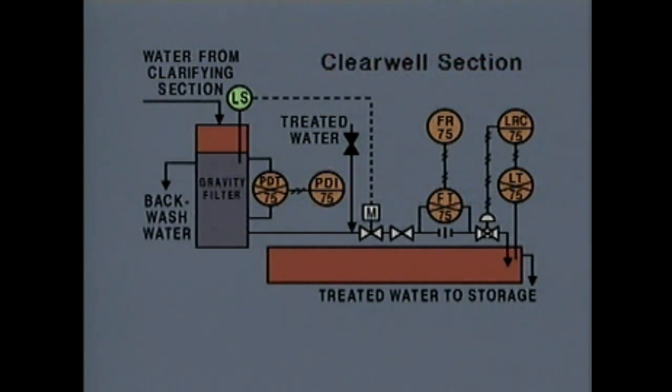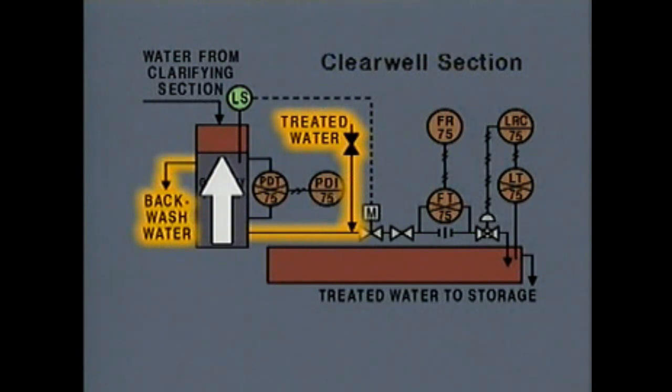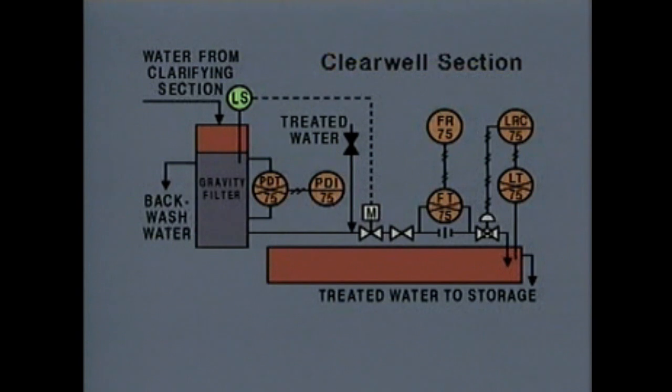When the difference in the pressures measured at the two pressure connections on the filter reaches a predetermined value, it means that the filter has become clogged by trapped materials. When this happens, the filter must be taken out of service so that it can be cleaned. To clean the filter, this isolation valve is closed to stop flow into the clear well, and the filter is backwashed with treated water to remove the trapped material. Then the filter is returned to service.